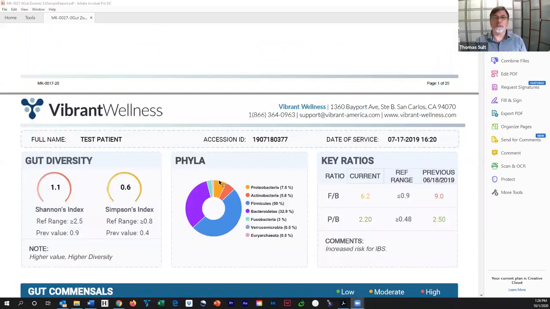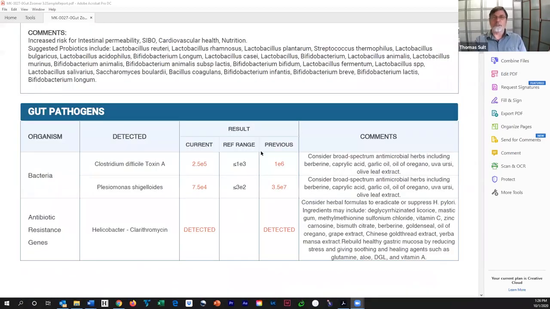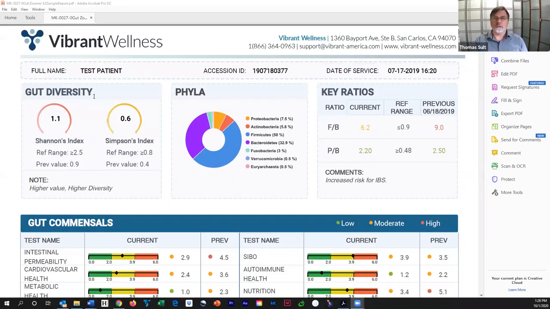We'll scroll down to the beginning. The first whole page, all the way down to here, is the overview. Diversity is key. Diversity of the healthy probiotic bacteria in your gut is key. We have two indexes, the Shannon index and the Simpson index. The goal is to have the Shannon above 2.5 and the Simpson above 0.8. The previous value was 0.9, it's now 1.1, so it's trending in the right direction. And the same with this one: it was 0.4 and now it's 0.6, so it's improving.